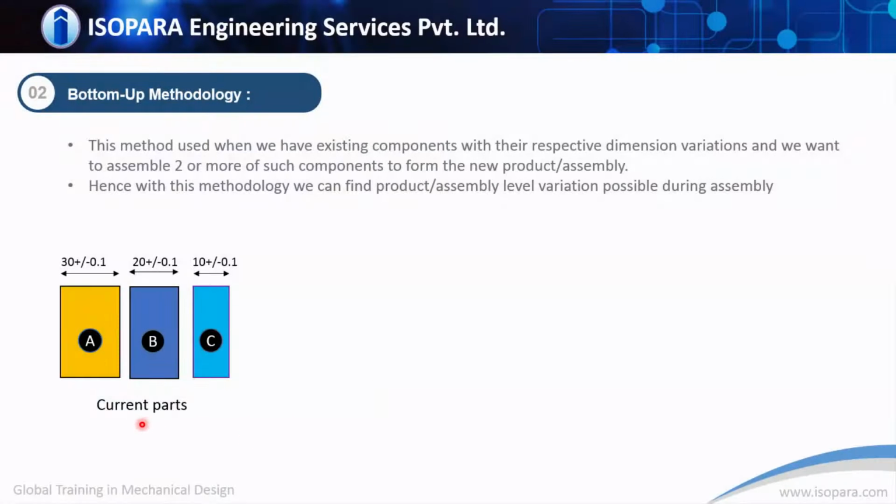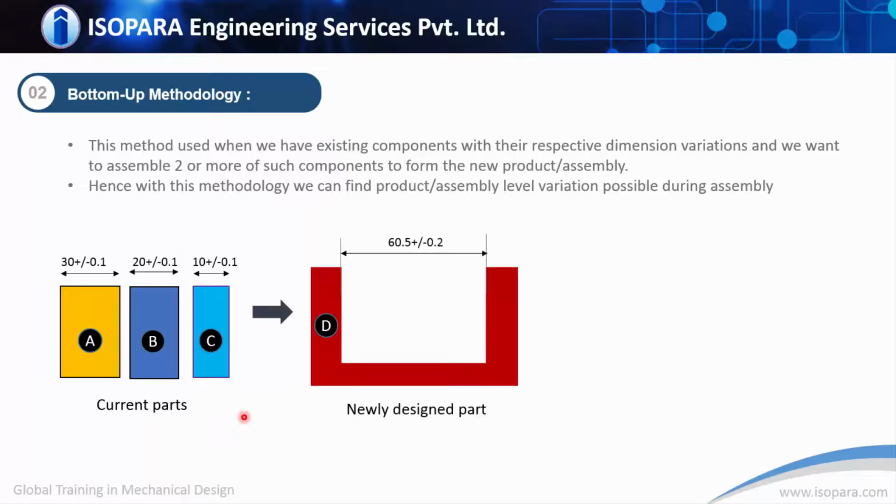Now we will study the bottom-up methodology. This methodology is used when we have components which are already productionized and hence non-modifiable, and we want to use those components in a new concept or new assembly. So here we need to find out what amount of variation all these components will cause to an assembly when they get together. Here the situation is exactly opposite to that of the previous one, that is the top-down approach. Here component level variation will decide the total assembly level variation.